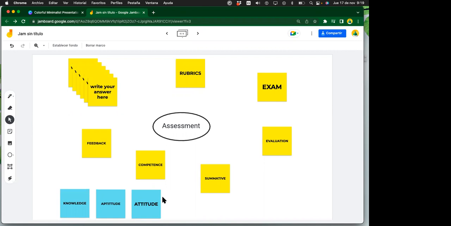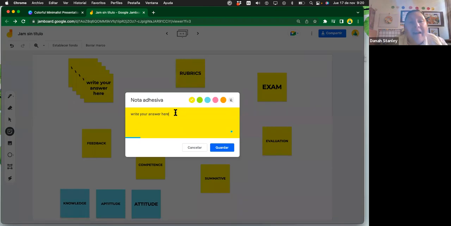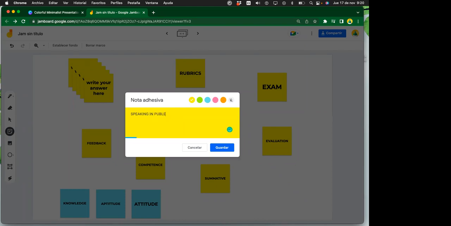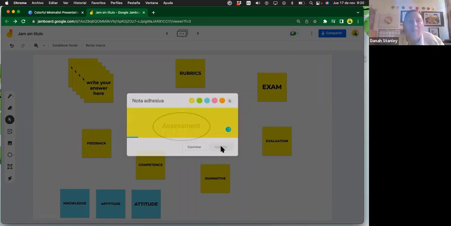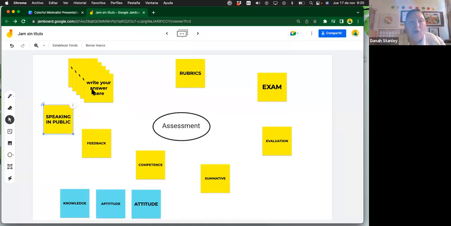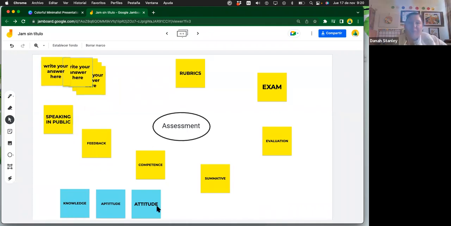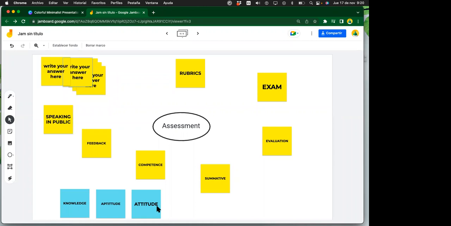Teacher, another example would be like speaking in public. A ver, teacher. Esa a mí me falla mucho. No, sí, me pongo muy nerviosa. Ok. ¿Esa qué sería? Knowledge, aptitude, or attitude? Well, you have the knowledge. Most students are shy. And you have the aptitude, but you don't have the attitude, maybe. Exactly.